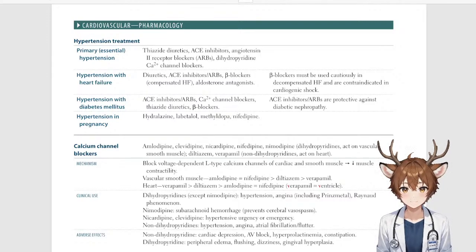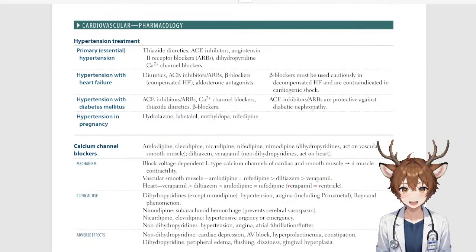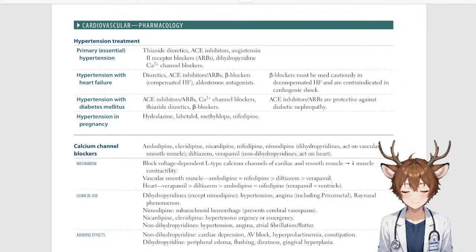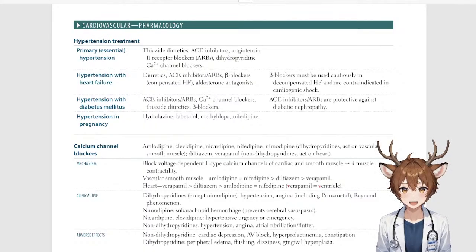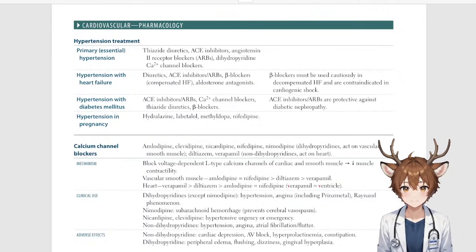So, cardiovascular pharmacology section. Hypertension treatment. Primary essential hypertension. What do you treat it with? Thiazide diuretics, ACE inhibitors, angiotensin II receptor blockers, ARBs, calcium channel blockers.